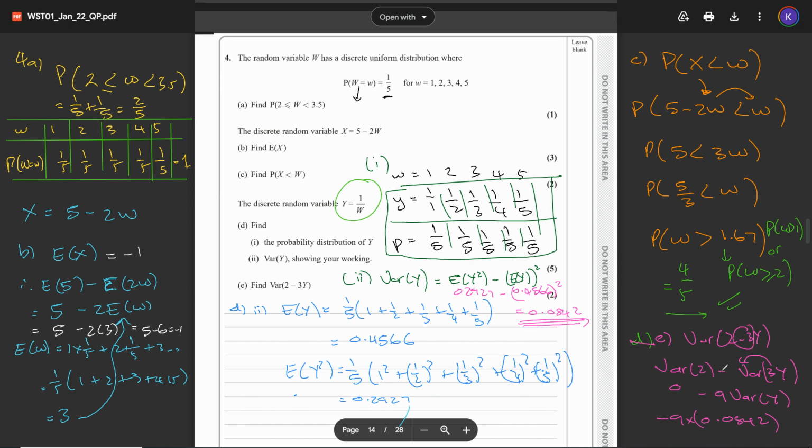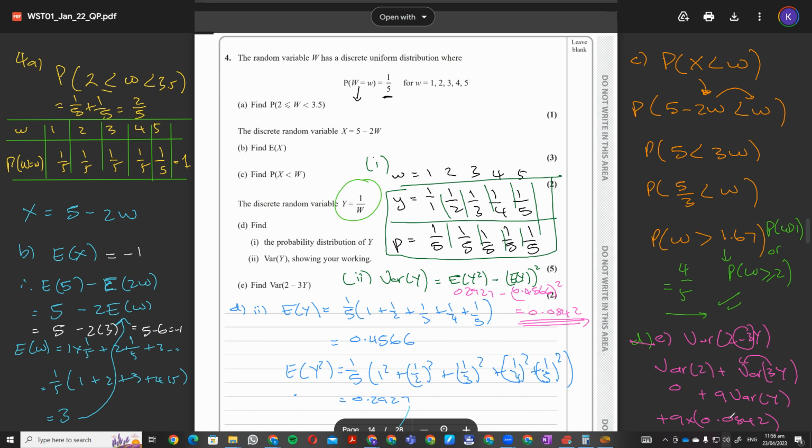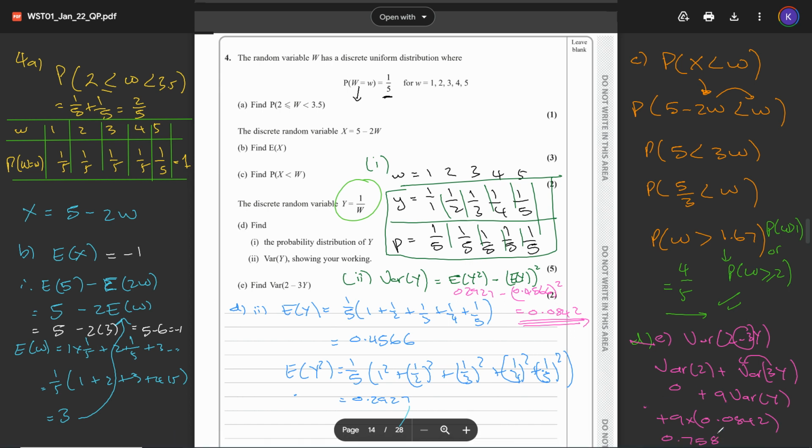The -3 will become squared, which will be +9. And then 9 multiplied by 0.0842 becomes my variance, which is 0.758. All right, so we have to know this and how to apply distributing variance into a coded form like 3y. That ends up as 9 variance y. Okay, and that's where we just plug that in over there and we get the answer 0.758 for that.